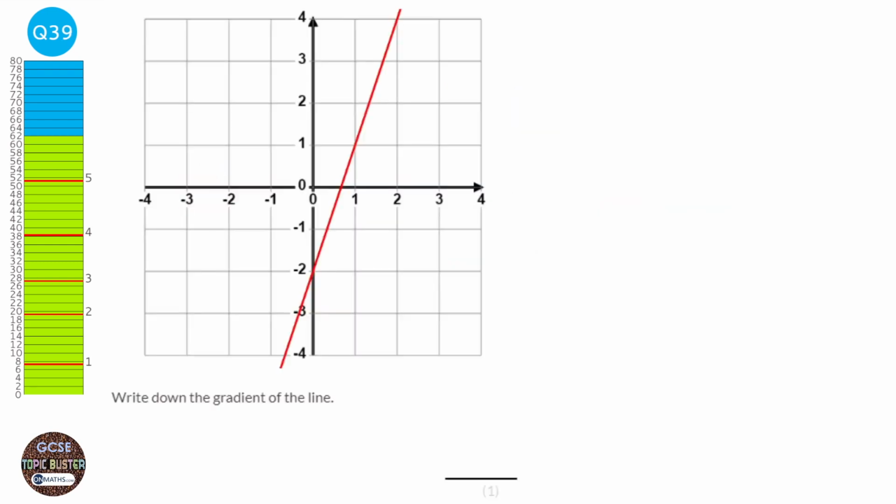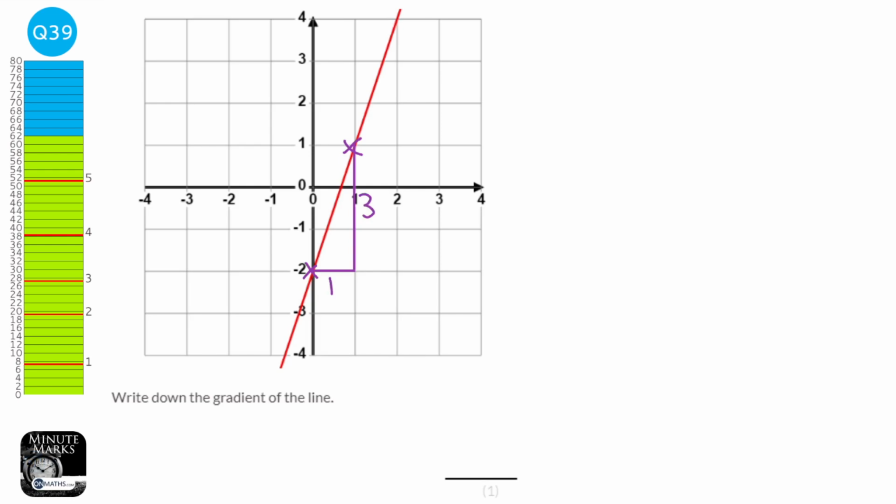To find the gradient, we need to find 2 points we know on this graph. So I'm going to pick that coordinate and this coordinate here. And we know that we need to draw a right angled triangle between them. And we find the gradient by the change in y, which is 3, over the change in x. But notice the change in x is 1, so it's going to end up being 3 divided by 1, which is just 3.